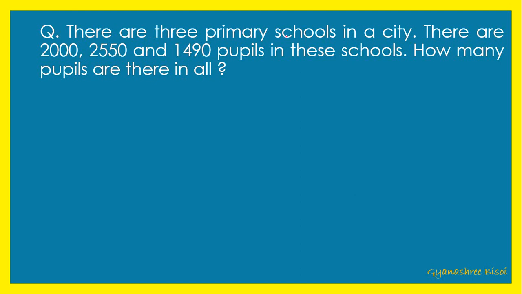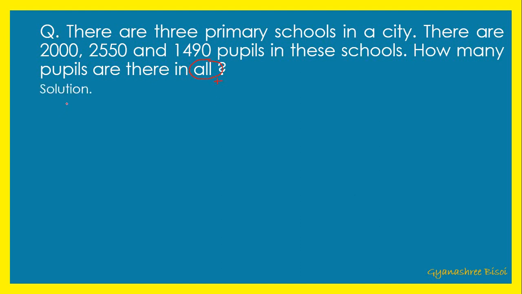Now go to the next question. There are 3 primary schools in a city. There are 2,000, 2,550 and 1,490 pupils in these schools. How many pupils are there in all? Did you get the clue word? Yes, the clue word is all. It shows we need to perform addition.